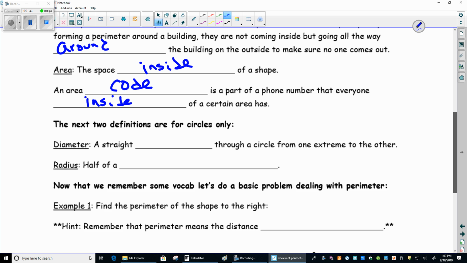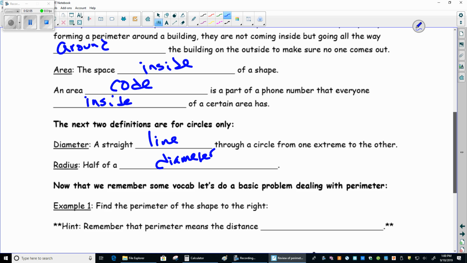That's like the fence. All right, so the next two definitions we're going to talk about are for circles only. Diameter and radius, they go together because they're really close to the same thing. A diameter is a straight line through a circle from one extreme to the other, basically going through the center. And a radius is half of that. It's half that diameter.